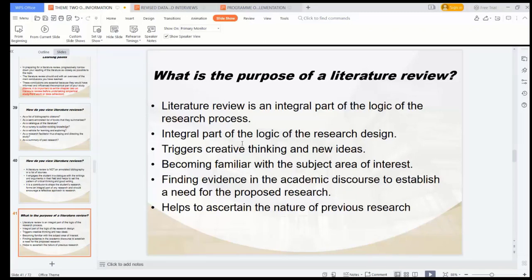Literature review is an integral part of the logic of the research design. Yes, we've said that it triggers creative thinking and new ideas, becoming familiar with the subject area of interest. Yes, indeed, it is correct. We have said it: finding evidence in the academic discourse to establish a need for the proposed research.